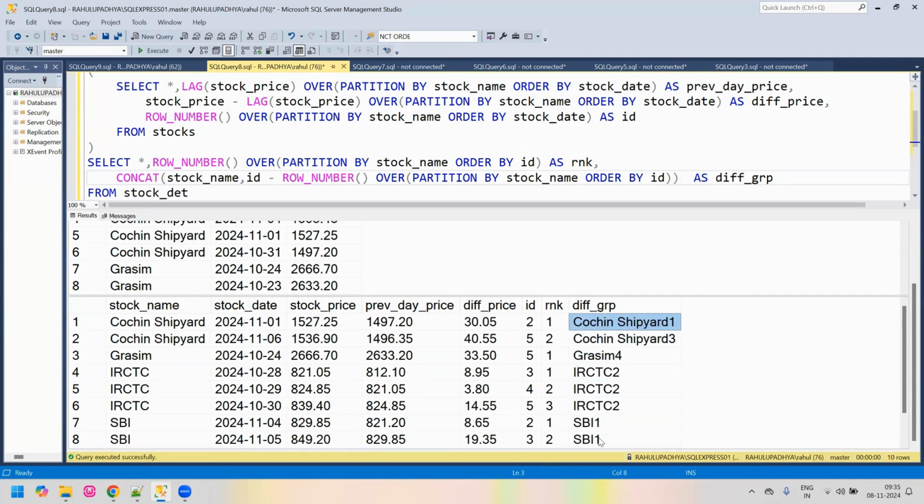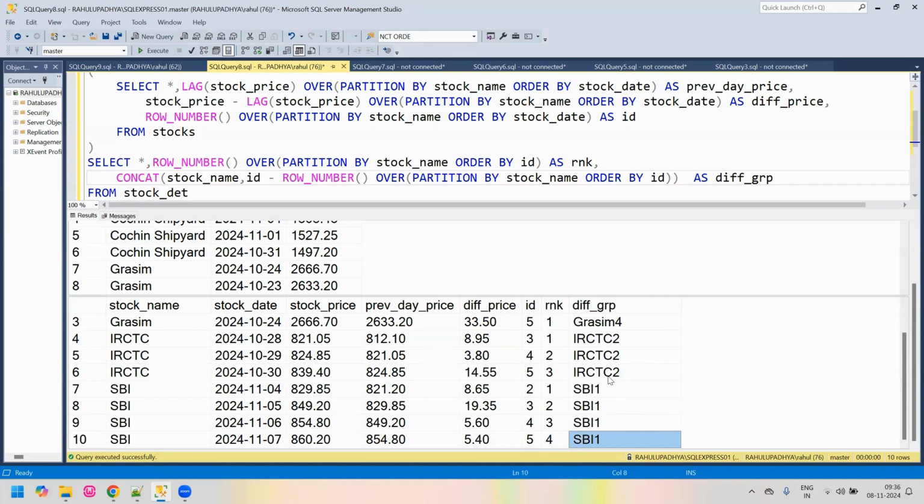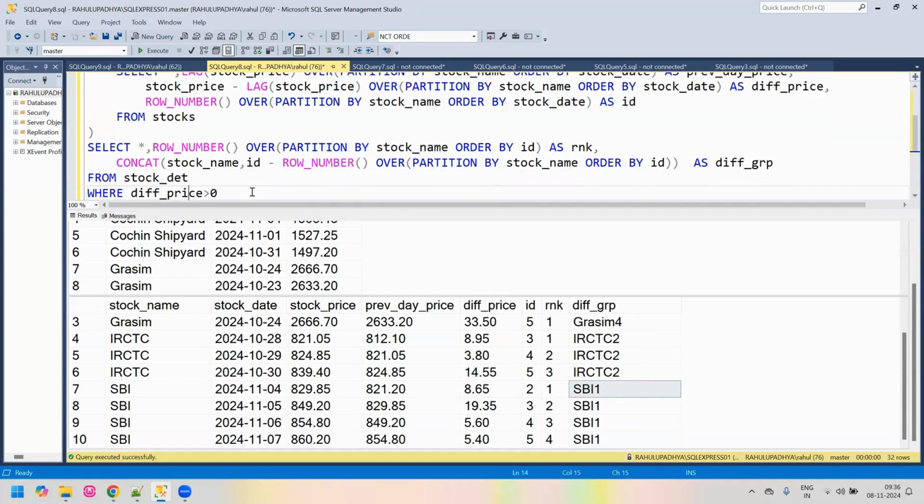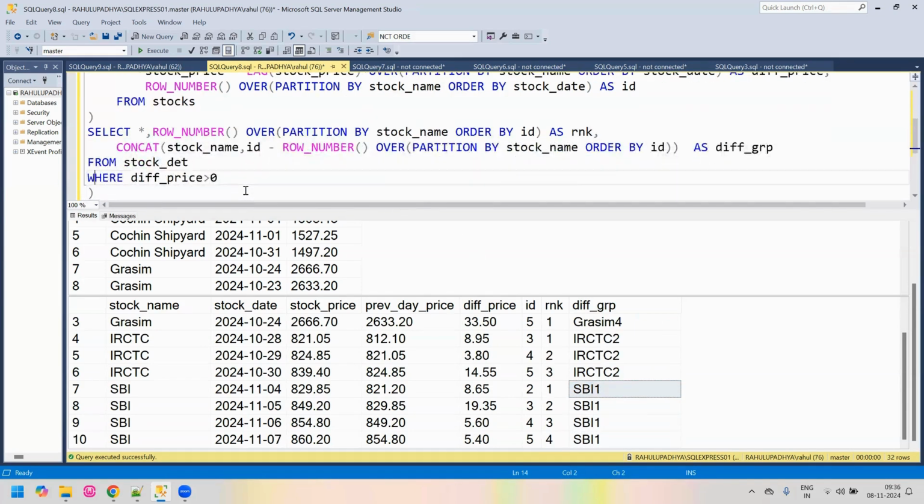So what we have to do simply now, we have to count the groups. Count each of the groups and see if the entries are 3 or more. If the entries are 3 or more, just keep those records. So that is what we are going to do. So what we will do is we will add this as part of a new CTE. Let's call it as group DET.